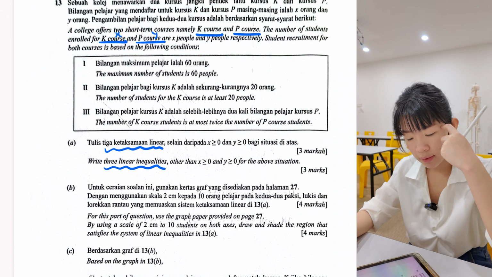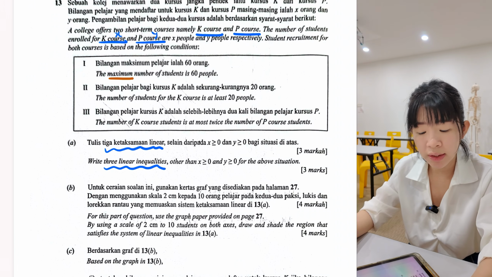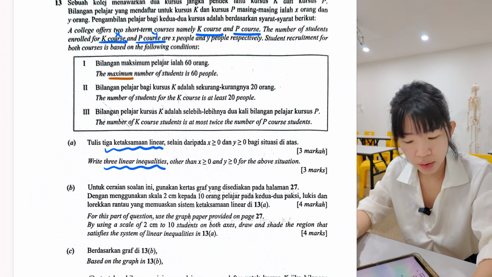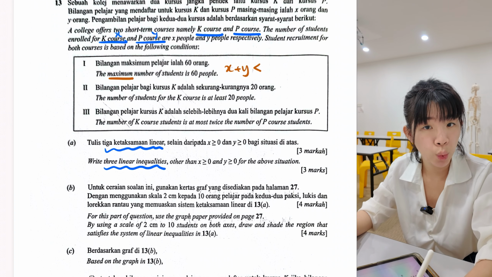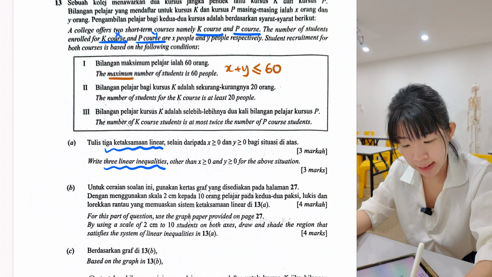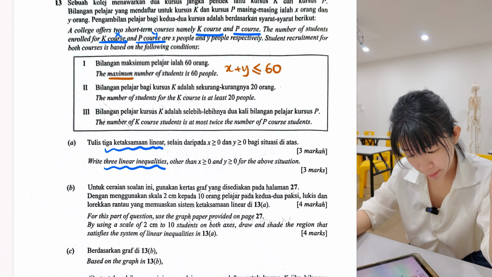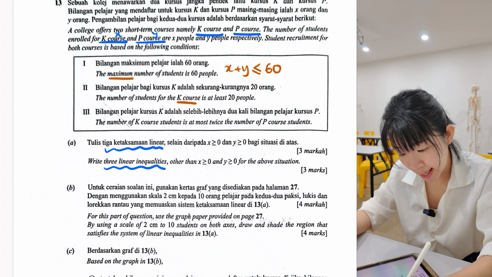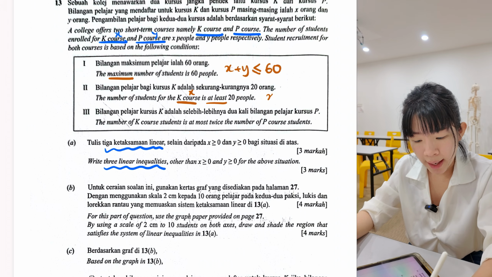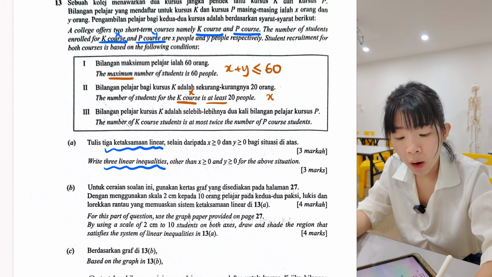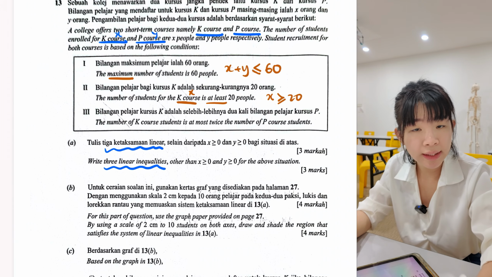Okay, the first one. So they say maximum number of students is 60. So maximum, so what symbol do we use? Okay, so X plus Y, maximum meaning less than with equal sign, less than equal 60. Okay, second, the number of students for K course, K is X, so number of students in K course is X, at least 20 people. So X, at least we use the symbol of more than equal 20.